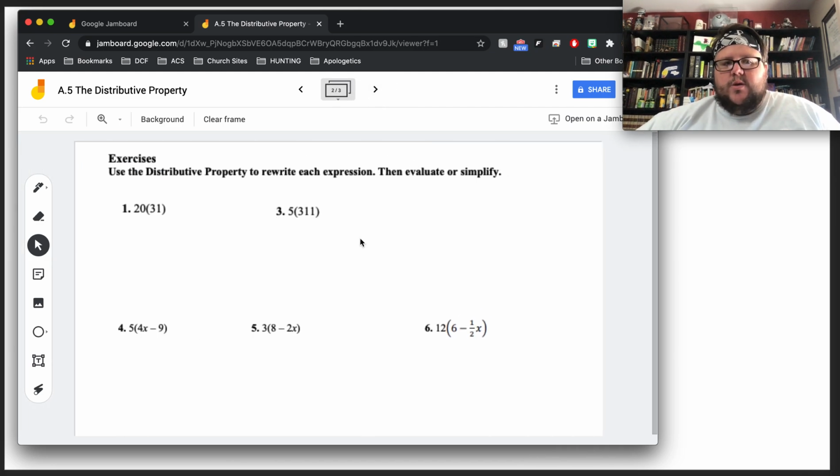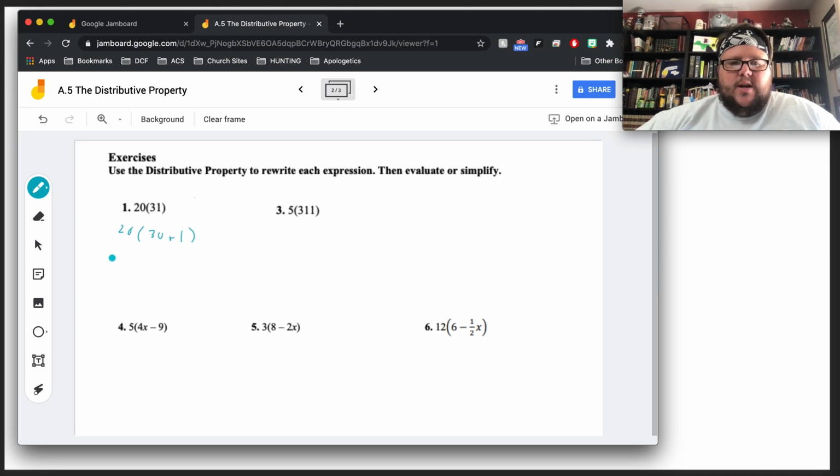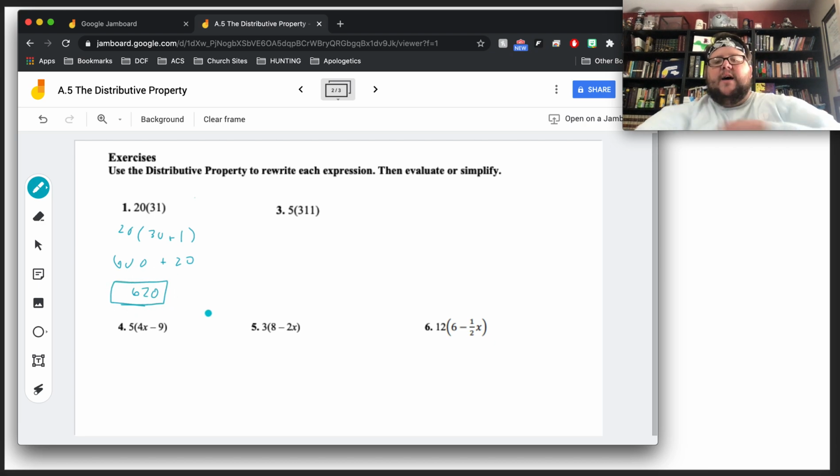But really, it's really cool because now, instead of having to figure out how to type it, you're going to draw it in there. So I'm going to click on my pen. I like going with the marker because it's a little thicker, and I'll change my color. So I do 20 times 31, so it'd be 20 times 30 plus 1. And I'm just kind of writing it in there. 20 times 30 is 600. Plus 20 times 1 is 20, so it would be 620. And then that would be my answer.